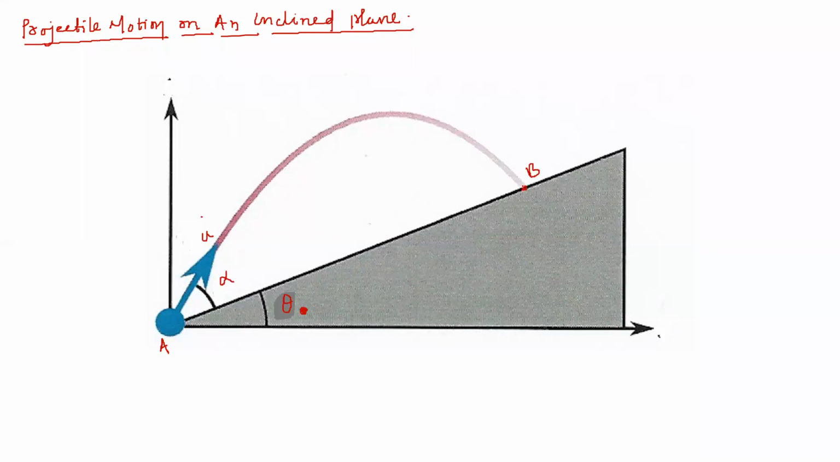And we want to find the range of the projectile on the inclined plane, that is RAB. We'll also find how much time it takes to reach this point, and what height it reaches. We'll find all the things step by step.